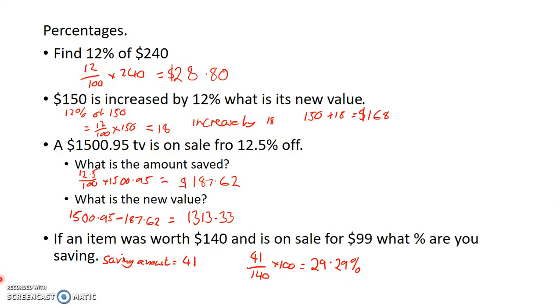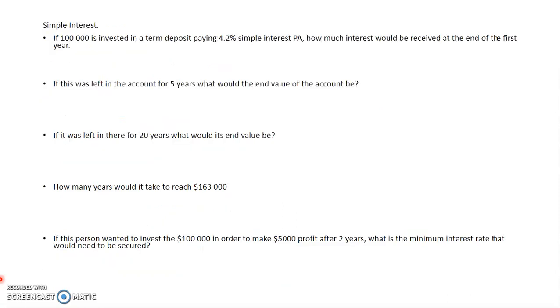$1,313.33. Last question with this page, if an item was worth $140 and it's on sale for $99, what percentage are you saving? Work out the amount you saved first, which was $41. Then you saved 41 out of 140, times that by 100 for 29.29%.